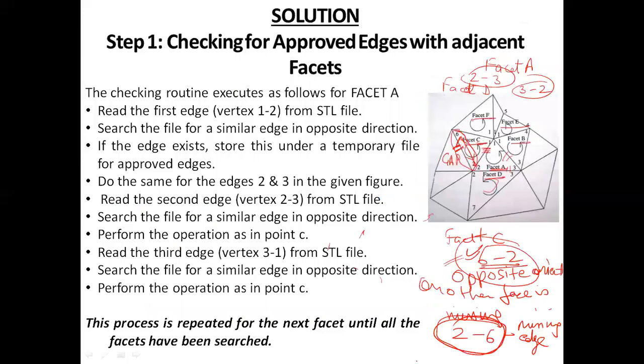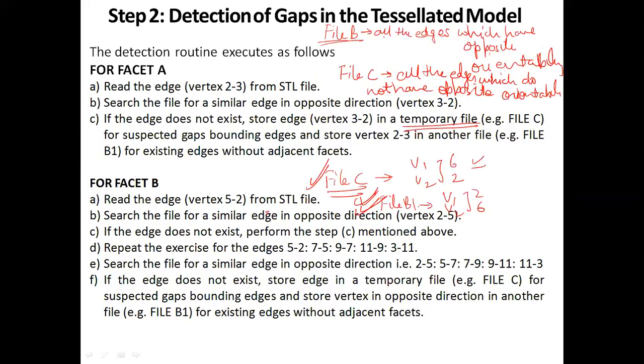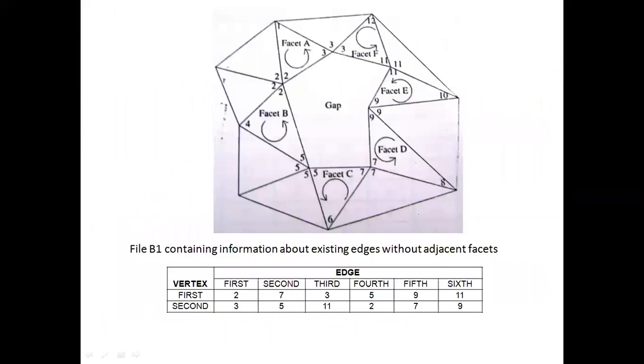So this information goes in file C, and file B1 actually contains all the information of the edge that is missing. So if you go back again to the same figure, what you observe is that 6 and 2 is there, but for the edge, opposite orientability 2, 6 is missing. So file B1 will include the information of 2 and 6. So in this way, we first of all find the edges which are missing, and then joining those edges, we form what is called a gap. Now, let us see this example. You will understand it much better with the help of an example.